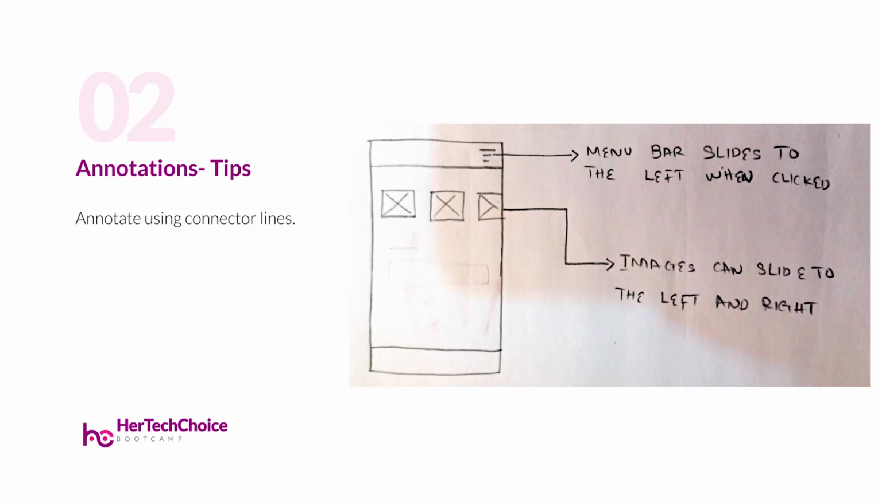Alright, the next one is to annotate using connector lines. This is basically just connecting the annotations to where they actually are on the UI screen. Like this, we have the menu bar slides to the left when clicked, and this says the images can slide to the left and right.